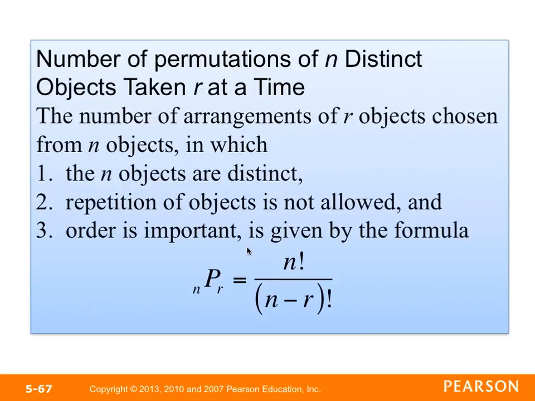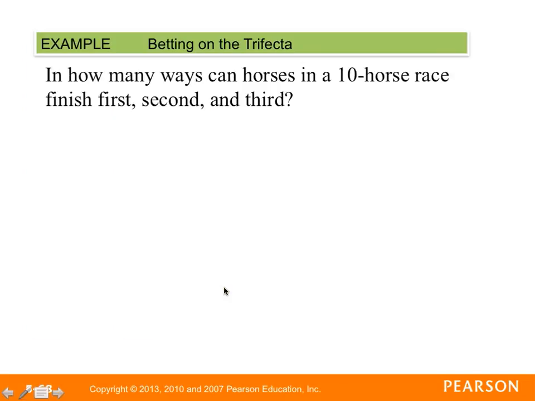So the number of permutations of n distinct objects taken r at a time can be found by taking n factorial and dividing by n minus r factorial. This is the typical formula, but you do not need to use it, because you can use your nPr button in your calculator. So at this point, if you don't have a calculator, pause the video and go grab one.